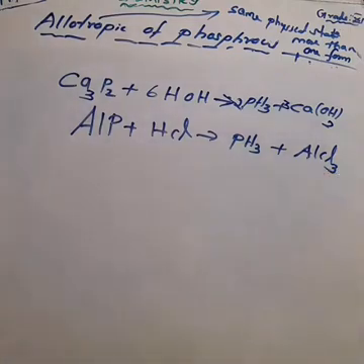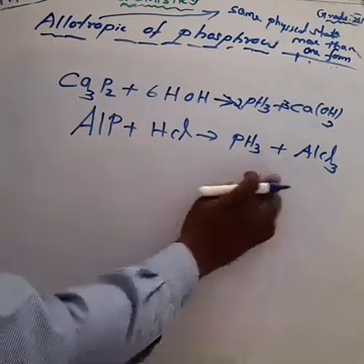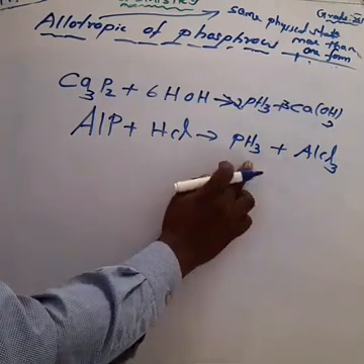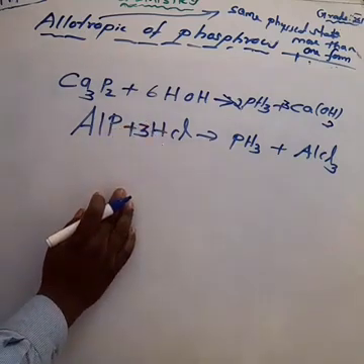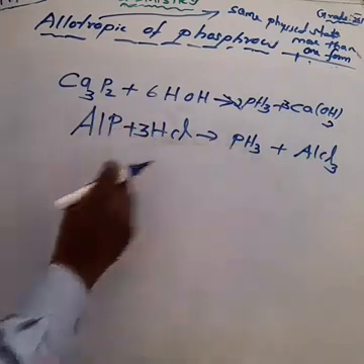How can you balance the equation? Phosphine having 3 hydrogen, so make it 3 hydrochloric acid. So aluminum is balanced, and chlorine is also balanced.